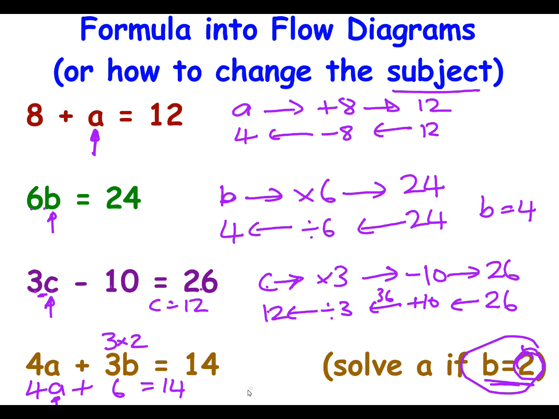So we want to make A the subject. So the first thing that's happening to A is it's being multiplied by 4. The next thing that happens to A is we add 6. And then finally, we end up with the answer of 14. So if we take 14 and come back the other way, we'll get the answer to what A is. So 14 take away 6 is 8. 8 divided by 4 is 2. So A is 2. We can put this in here. 4 times 2 is 8, and 8 plus 6 gives us our 14.